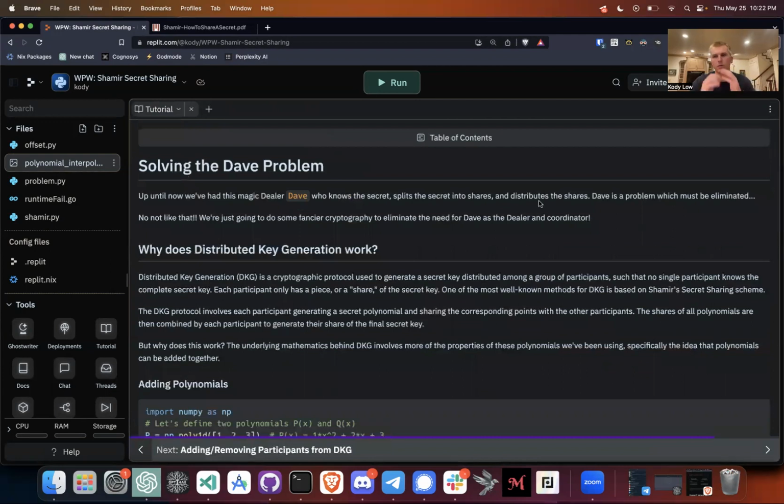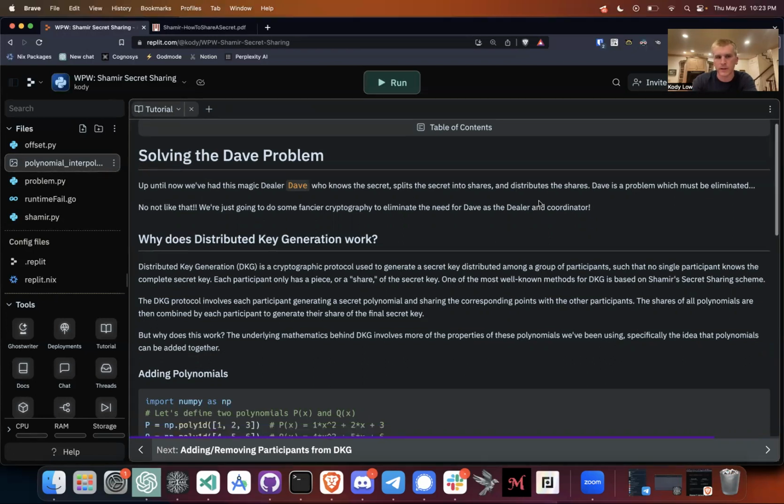So now this is like the last section of this, is that we need to solve the Dave problem, right? So what is the Dave problem? Up until now, we've had this magic dealer, Dave, who knows the secret, splits the secret into shares, and distributes the shares. And so we want to get rid of the Dave problem, right? The reason why is because Dave is a trusted dealer in this situation. He has like God mode, in that he knows the secret and the threshold is for everybody else. He actually has the full secret himself, right?